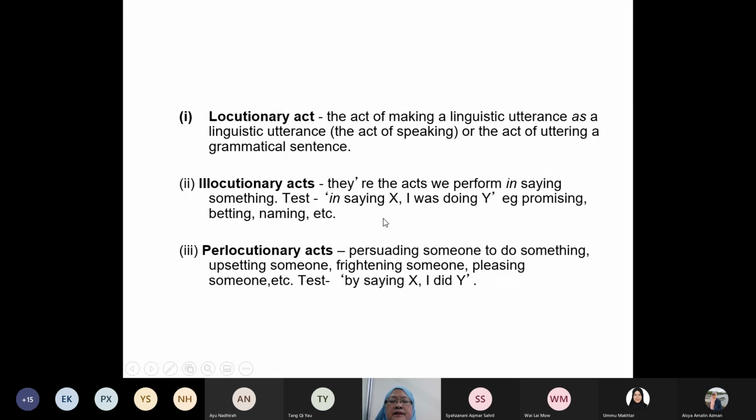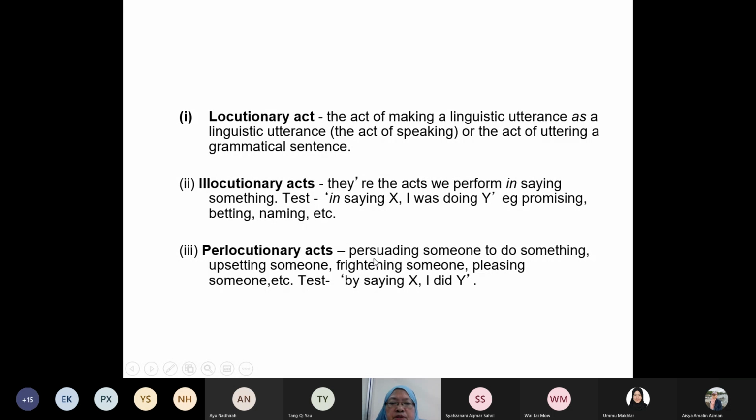So illocutionary looks at it in a way, one is the act of saying, so they encompass. It encompasses the act of saying plus the things that we are doing with the saying, which is the acts. So promising, betting, naming. Okay. So the function lah, I would say, the function is perlocutionary.